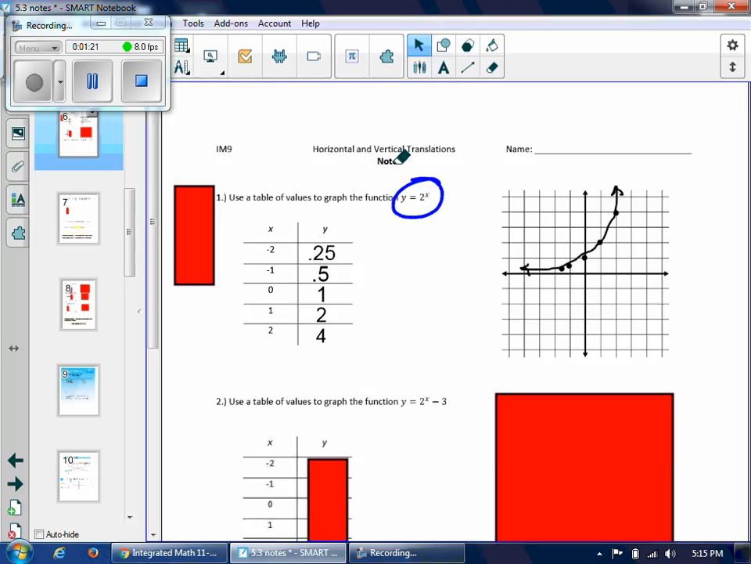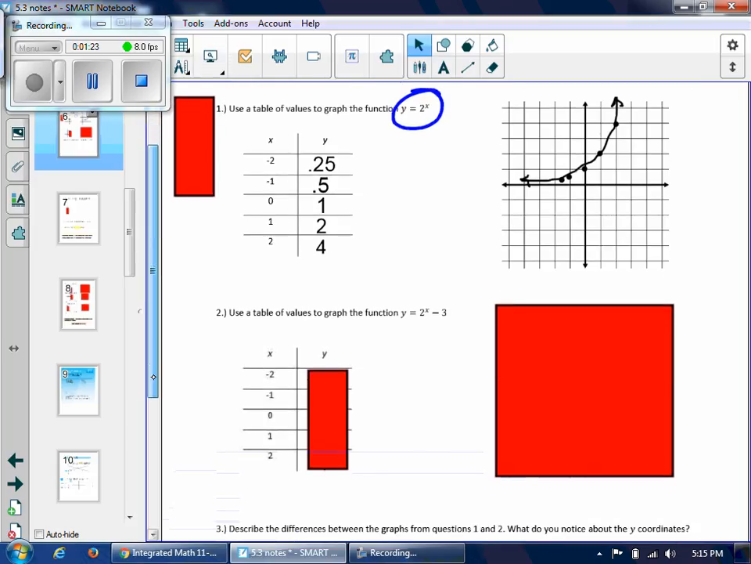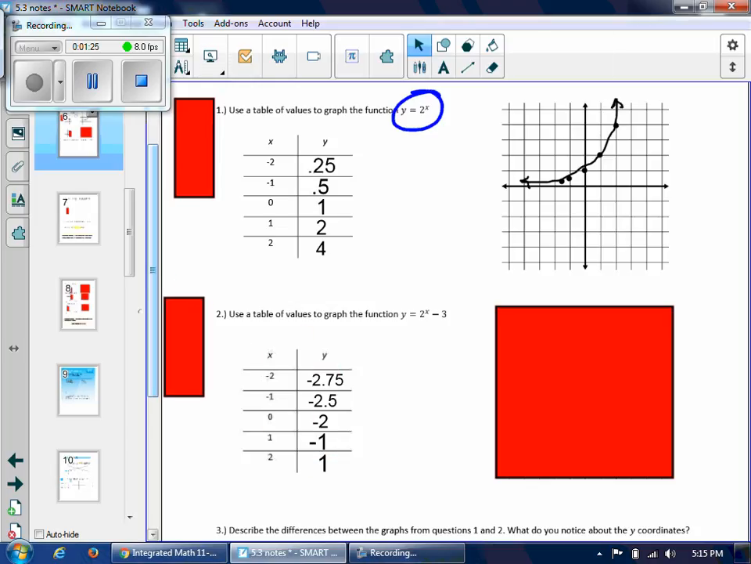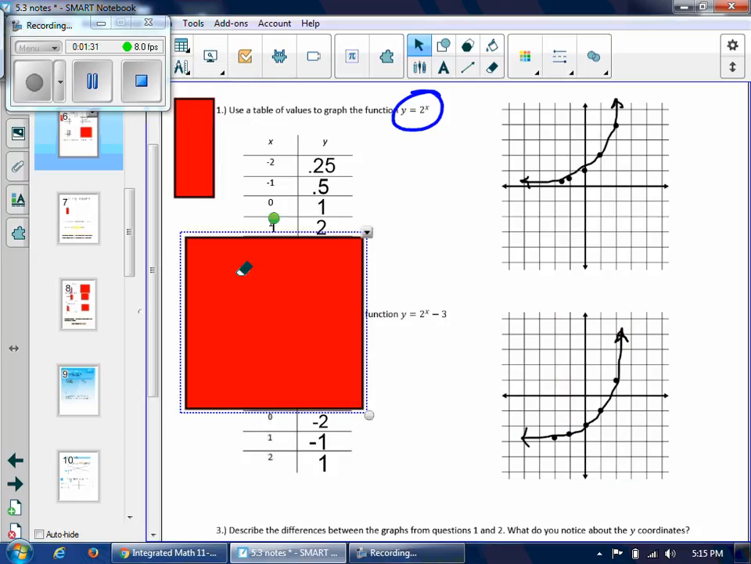If you were to go ahead and do the same thing for question 2, these are the table values that I got. And this is the graph that goes along with these table values.